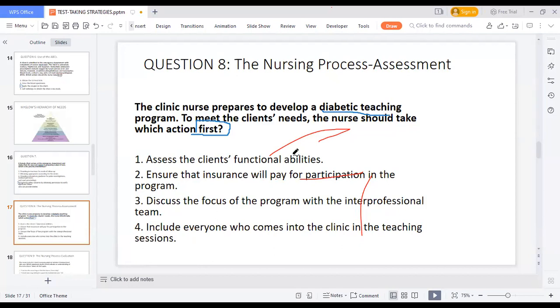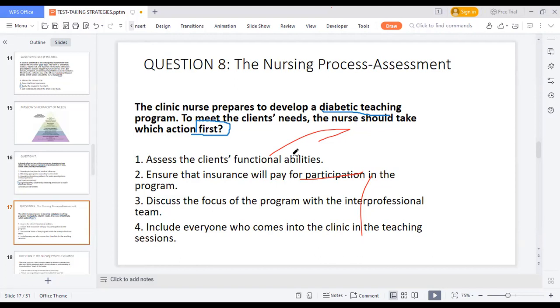Option 1 says, assess the client's functional abilities. 2 says, ensure that the insurance will pay for participation in the program. What's the first thing you have to do? 3 says, discuss the focus of the program with the interprofessional team. Is that the first thing to do? I don't know. 4 says, include everyone who comes into the clinic in the teaching session.